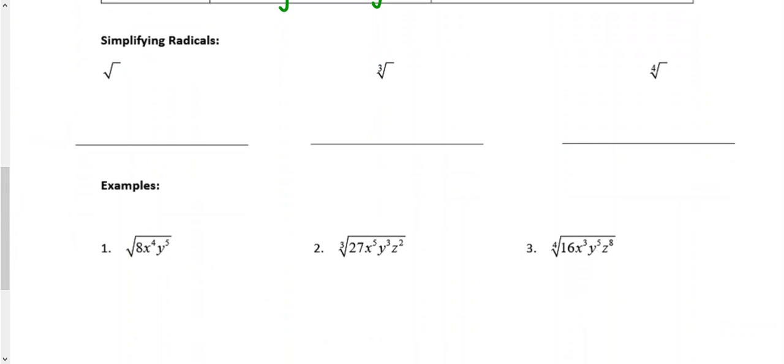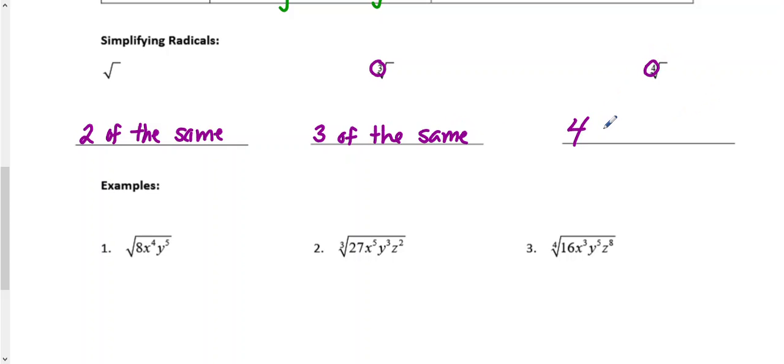Now let's do a quick review of simplifying radicals. Remember, radical is this root sign. So in this case, this is our square root. In order to simplify this, we need 2 of a kind, 2 of the same, to come outside, because it is a square root. Here, because we have this 3, in these cases, we need 3 of the same. And I'm sure you can guess what the 4 will tell us, that we need 4 of the same.